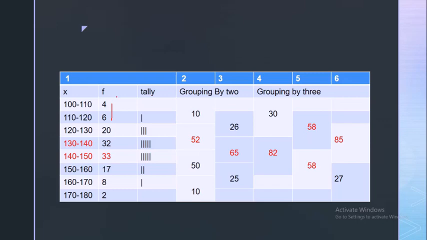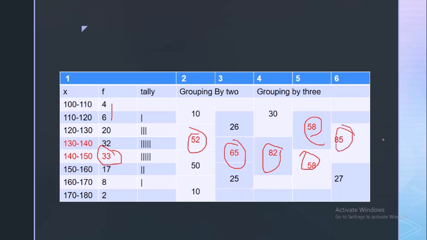Now, as you can see, I'm going to mark the maximum in each column. First, starting with the frequency, this is the maximum, I marked this. Here it is 52. In column 3 it is 65. Column 4 it is 82. In column 5 you have 58 and 58, so there are two maximum numbers over here. Then in column 6 it is 85.